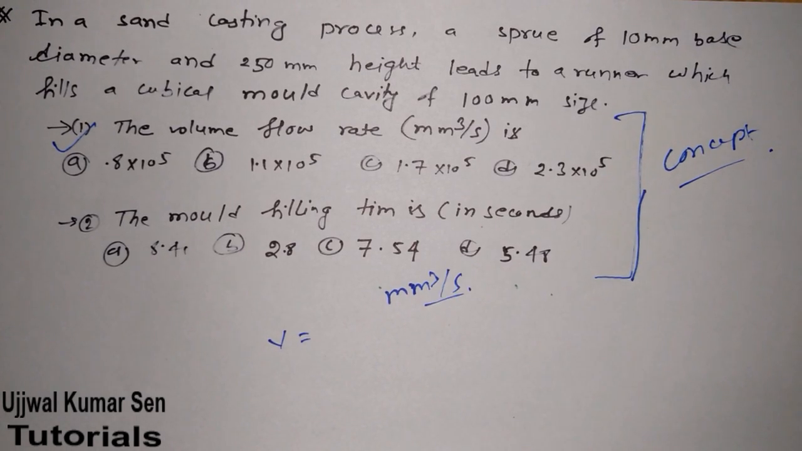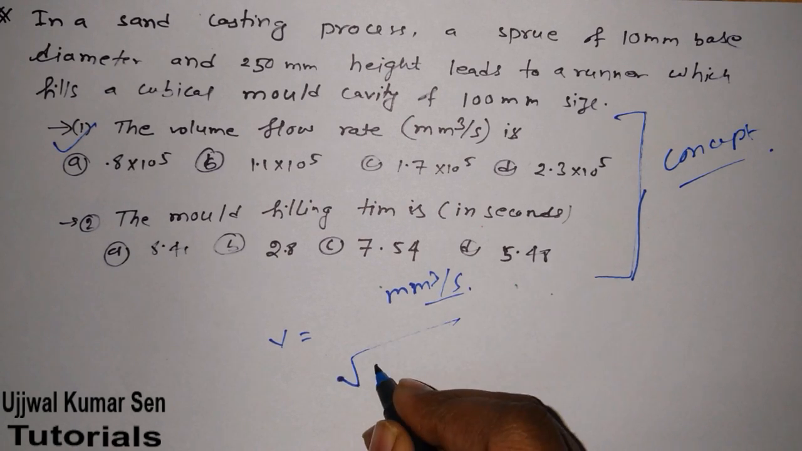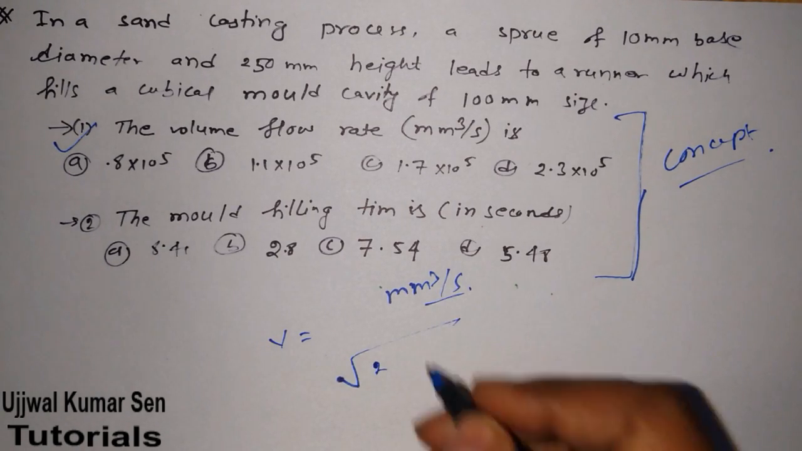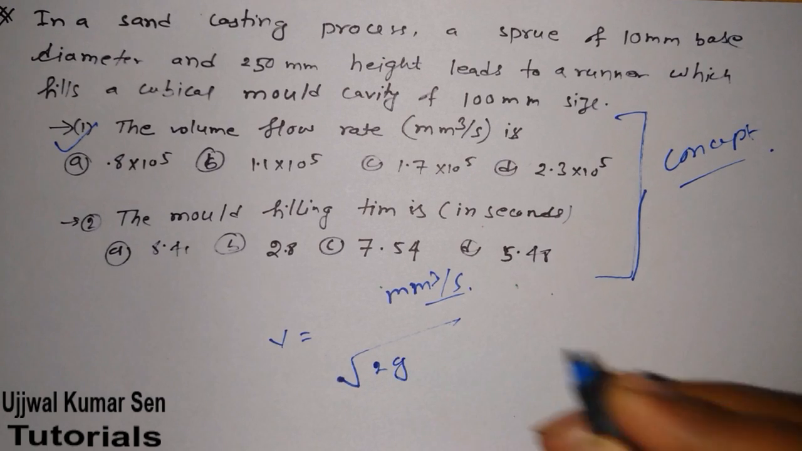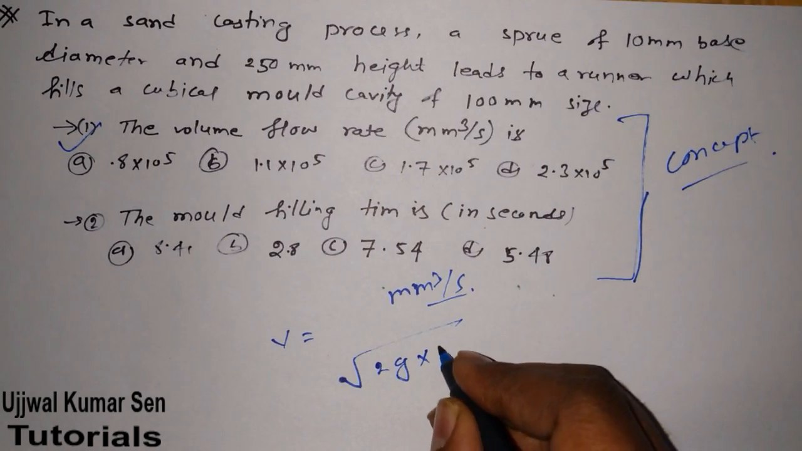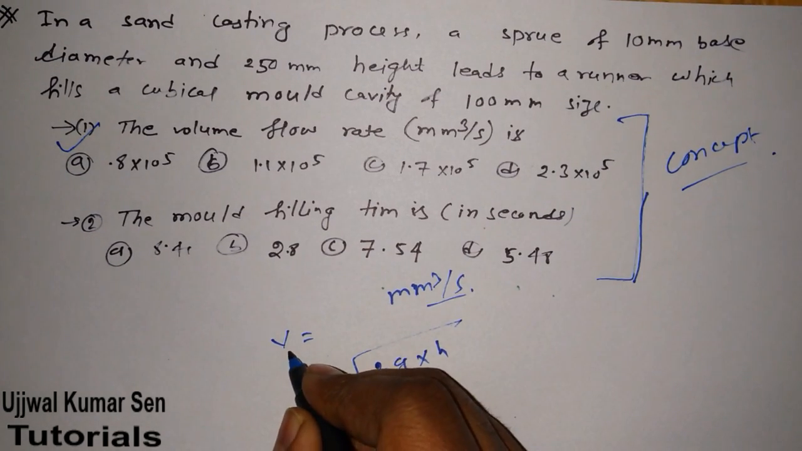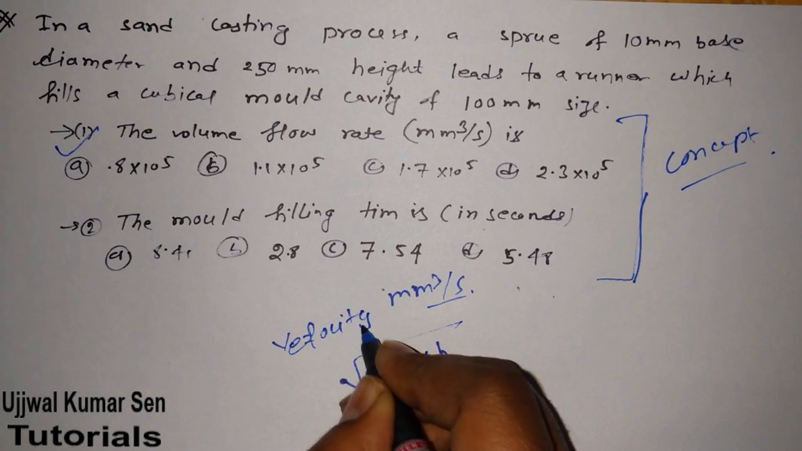First, find out what you need to find out in the numerical problem. So in the first question, what we got? Volume flow rate. That means we have to find out volume. Volume flow rate is given in the unit millimeter cube per second.